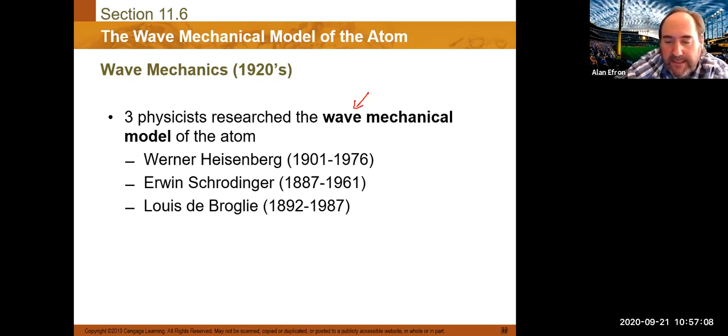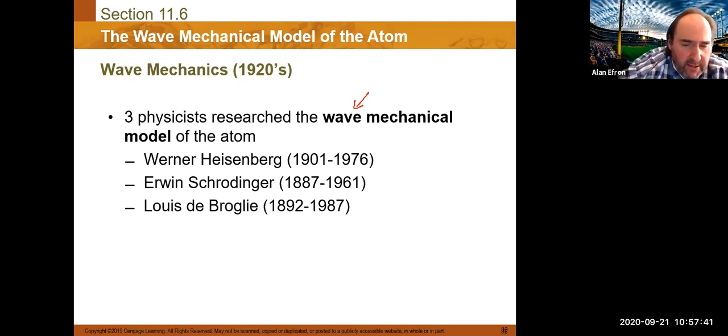But the ultimate idea here is, and these are some of the guys that did obviously a lot of work on that: Heisenberg, with his uncertainty principle; Schrodinger, who basically came up with these probability maps; and de Broglie, who basically said, as we will see a little bit about that, that waves can have particle-like functions and particles can have wave-type functions as well. So these guys really did a lot of work to help us move away from Bohr's model of the atom.